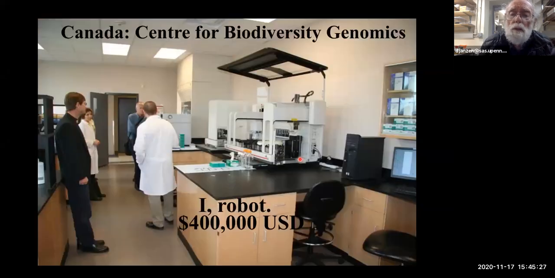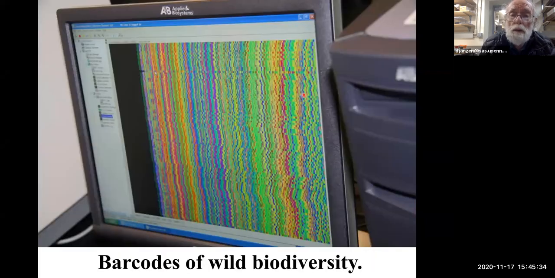It goes into this robot, and the robot does the actual extraction and sequencing. And obviously, this is raw data. This is like raw rainfall data. Every one of these lines across here is a DNA profile of the barcode, of the DNA barcode.